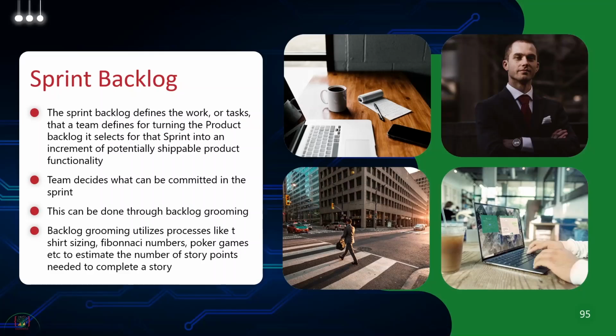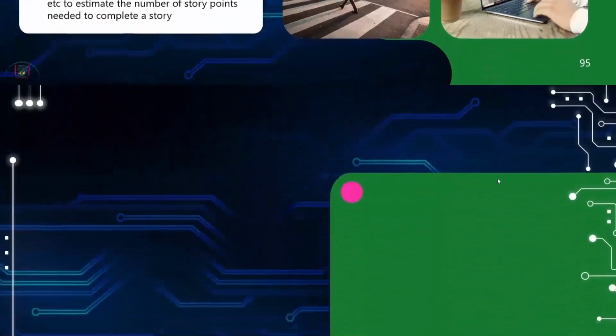It's owned by the team. The team is going to decide what they want to commit in the sprint, and basically they'll do sprint backlog grooming. They will utilize processes like t-shirt sizing, Fibonacci numbers, and poker games to estimate the story points that they need to complete a story. And we will go through all of these processes in detail in the next few slides.